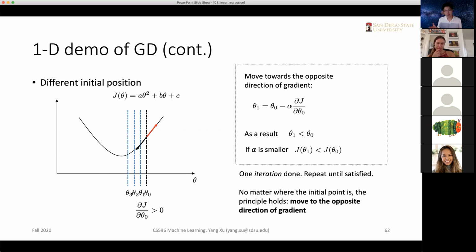So with this demo, we show that basically no matter where the initial point is, as long as we move towards the opposite direction of gradients, it's pretty sure that we can go towards the minimum point within this example of a quadratic function.